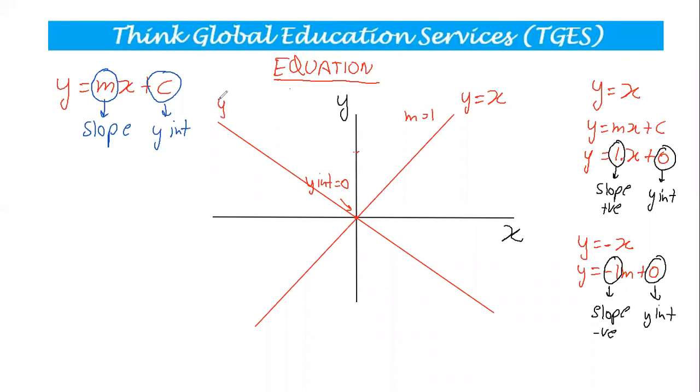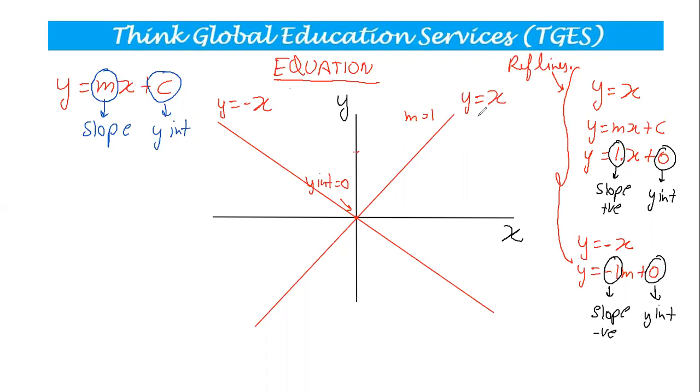So for this line, the equation is y is equal to negative x. Now these two lines are very, very important: y is equal to x and y is equal to minus x. These are called the reference lines.